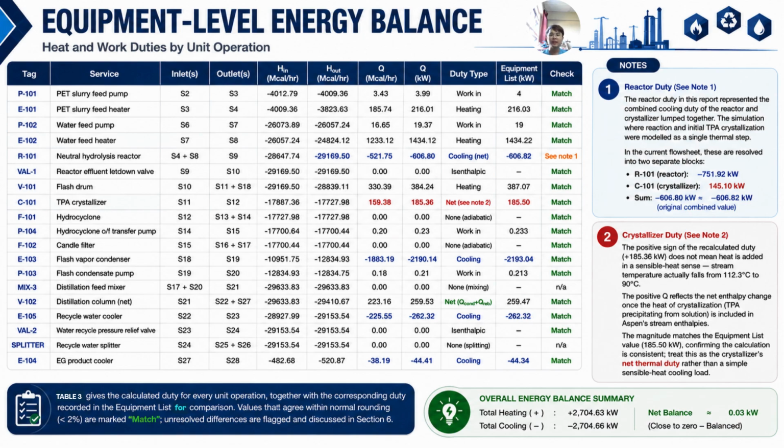And those two sum right back to the original negative 751.92 kilowatts, so both numbers are correct, just now properly separated. Second, the crystallizer's positive duty of 185.36 kilowatts doesn't mean heating. Temperature actually dropped from 112 to 90 degrees Celsius. That positive value reflects the heat of crystallization as TPA precipitates out, which is included in Aspen's enthalpy data. Overall, our total heating and cooling duty balance to within 0.03 kilowatts, essentially zero, confirming the energy balance is internally consistent across the whole process.